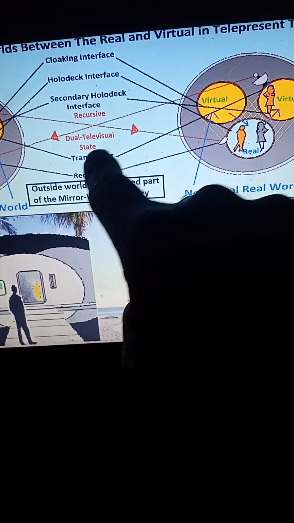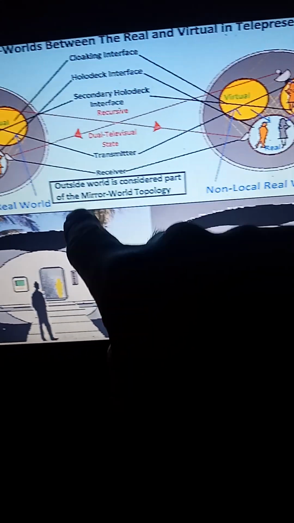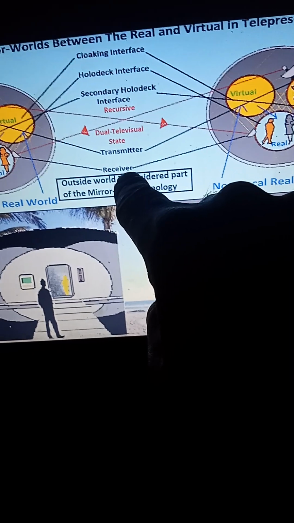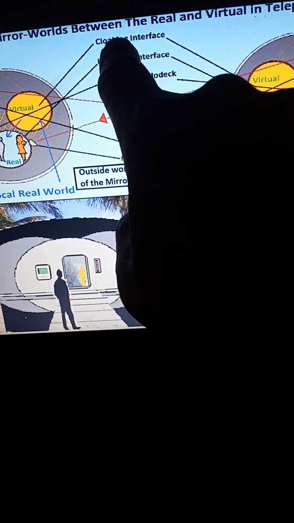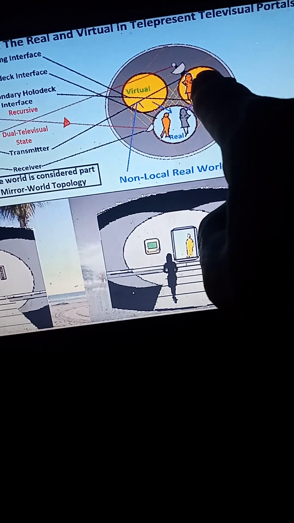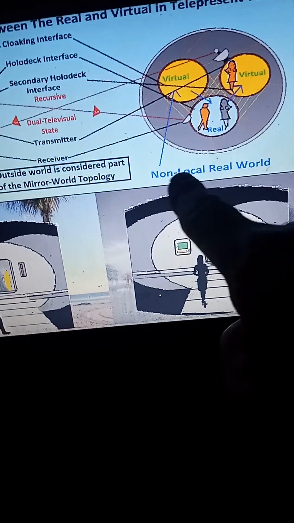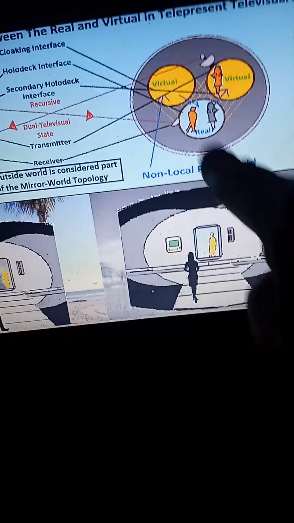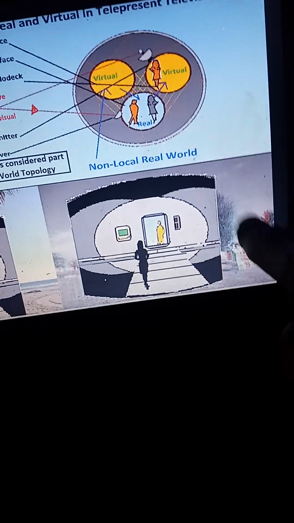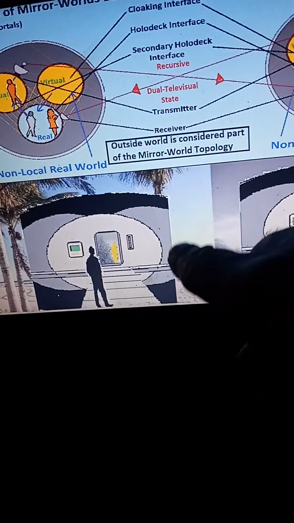And this begins a recursive dual-televisual state between transmitted and receiving, and between the outside real world, virtual cloaking, real holodeck, virtual holodeck, back to real holodeck, virtual holodeck, real holodeck, virtual holodeck. And either one of them has a non-local real world. Hers is over here, I guess, in a graveyard. His is over here on the beach.